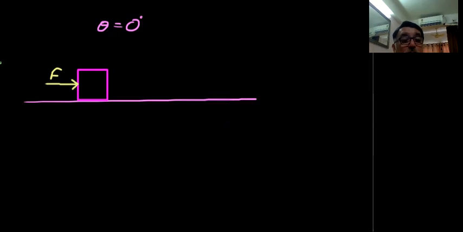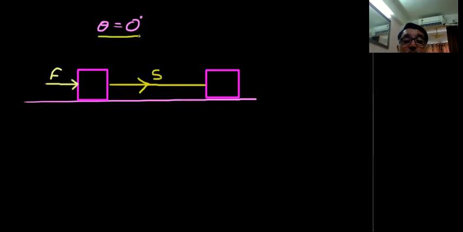Let's say the box is displaced over here, and this is the direction of the displacement. This is our displacement. Now, if you think about it, the direction of the force and the direction of the displacement are exactly the same. So in that case, the angle between the force and the displacement is equal to 0. So we say that theta equals 0.